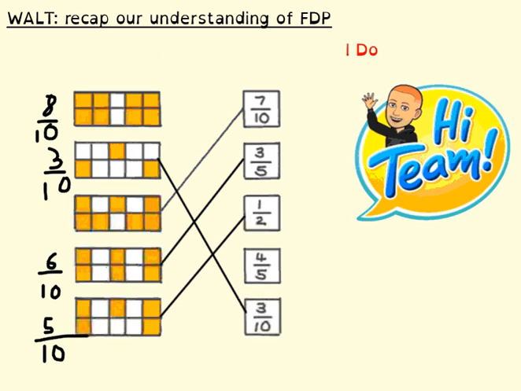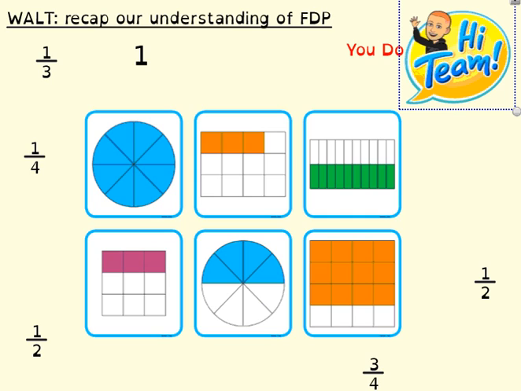Have a go, if you can, at this question here. You might want to pause it, give yourself a few seconds, and I will go through the answers. So what have we got then? We've got 1 whole shaded in here, so I can label that one whole.